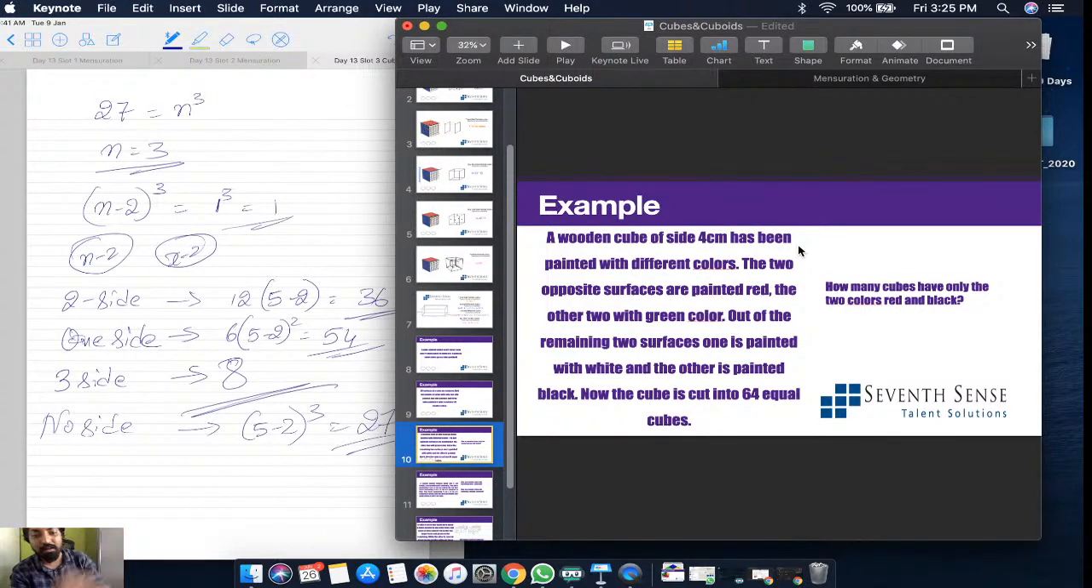Imagination is very important here. You imagine, you get the answer. There are only two edges which share red and black, and in each edge there will be two cubes which will be colored on only two sides. Am I right? It will be 2 plus 2, 4. There is no need for me to explain this kind of question.